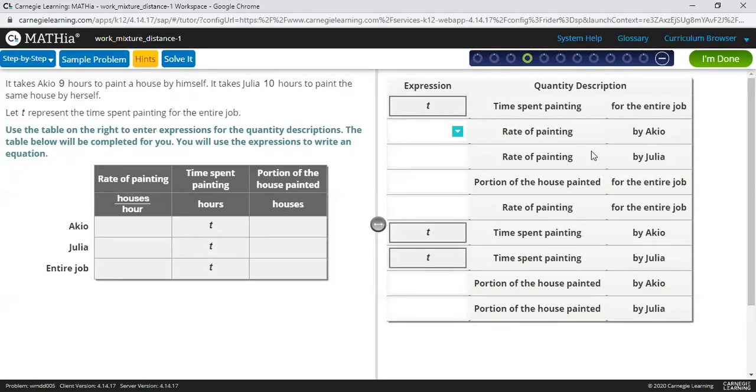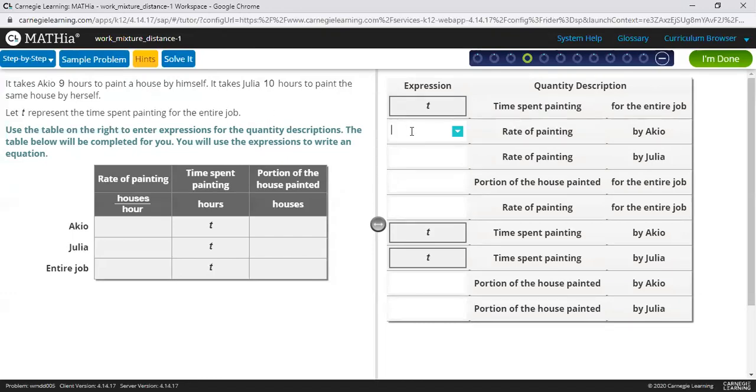So the rate of painting by Akio: it takes him 9 hours to paint a house. Now remember, that's not a rate. A rate, you've got to think of sort of like a speed. The big equation that you should have in the back of your mind for all of these problems is distance equals rate times time. So our rate, if we were to solve for rate, is the distance divided by the time.